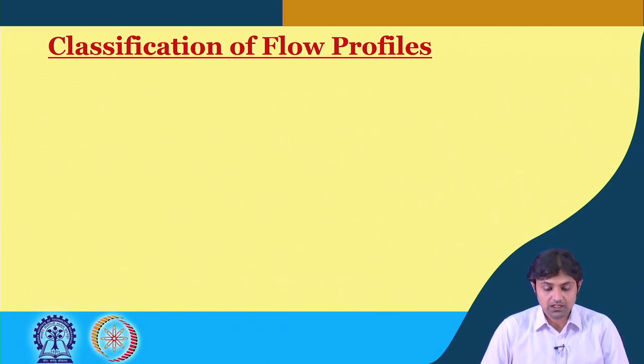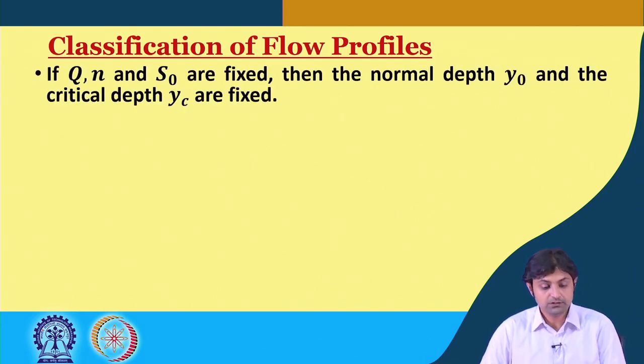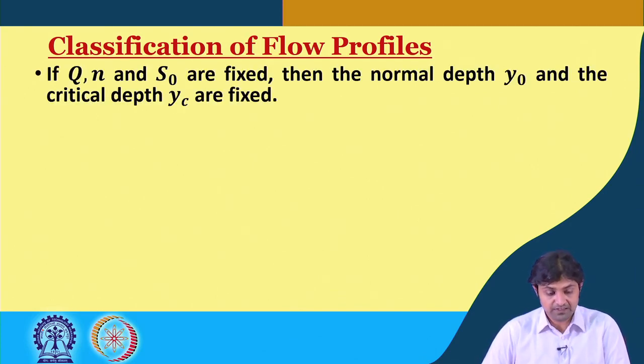So, now the classification of flow profiles. What are the flow profiles in gradually varied flow? If the flow rate Q, Manning's number n and S naught are fixed, then the normal depth y naught and the critical depth y c are also fixed. You understand this?